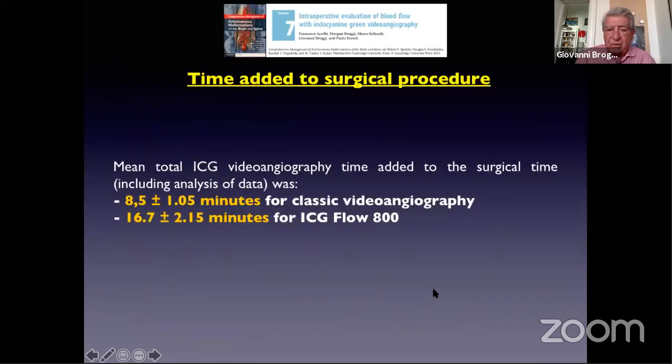That is quite important. Does this video angiography add time to the surgical time? The answer is almost no, because it is 8 minutes for the classic video angiography and 16 minutes if you also do the analysis with the FLOW 800. So in a surgery that lasts at least 3 hours, it is almost nothing.